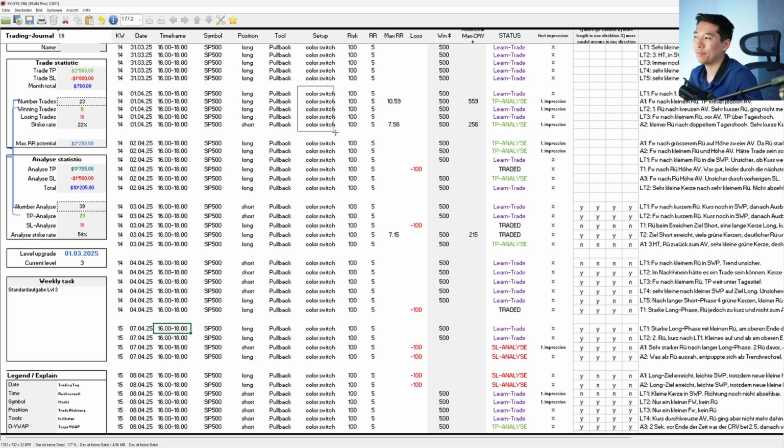It was every time a color switch, and this person had 39 that the person saw. We call those analyze and learn trades, and 23 of them were real trades that the person took. And you can see here, out of 23 times, the person had 18 losing trades. That means minus 100 each is minus $1,800, but those 5 winning trades equaled $2,560. And so for that month, the person made $760.